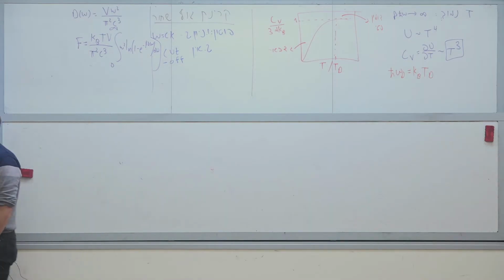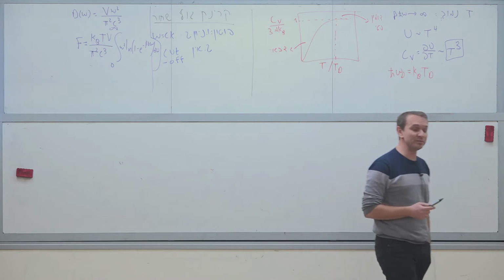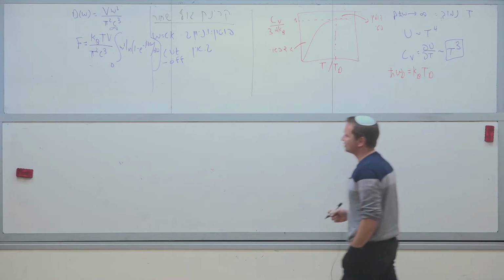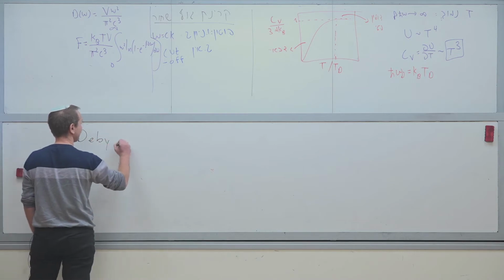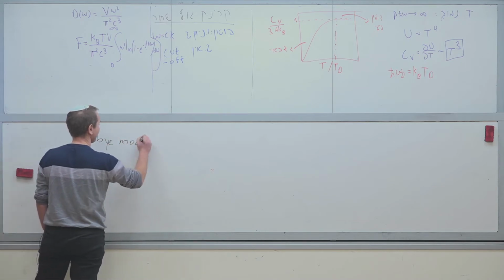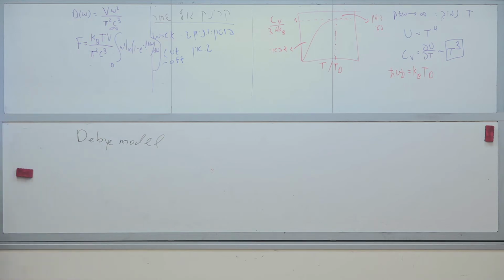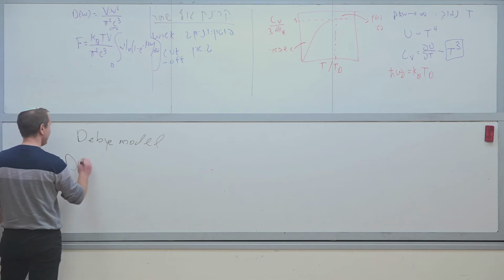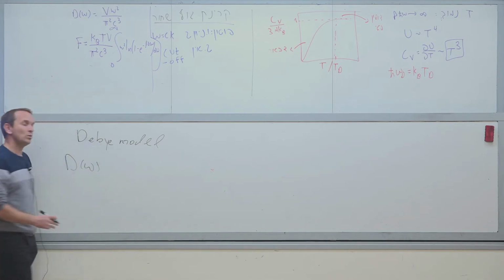Hello everybody, we start at the point that we finished last time, in the middle of the Debye model. I'll just remind you where we are standing. We managed to calculate the following things. First of all, we calculated the D of omega. What is the D of omega?